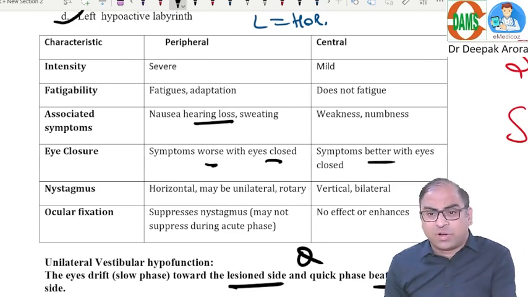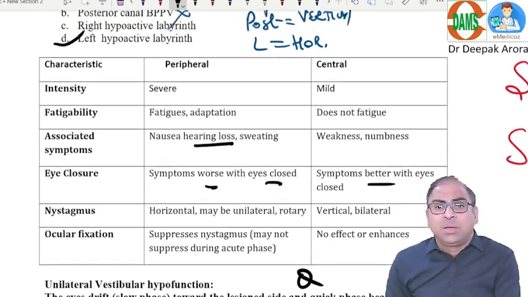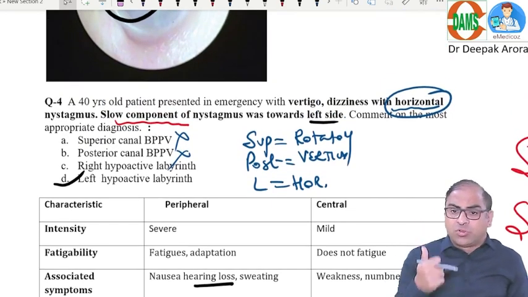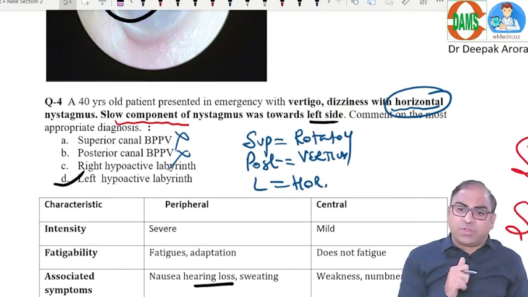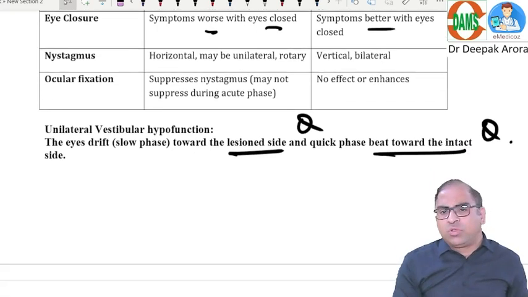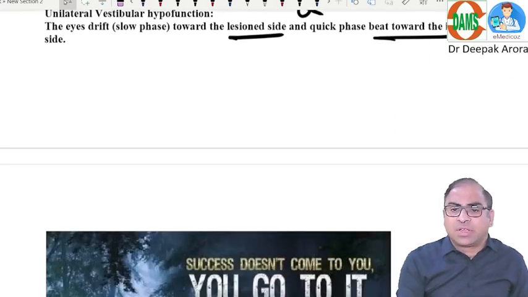Everybody knows this table is one of the most important, often repeated MCQs. Clear? But what is the way to crack this question? It is a rule: the slow component of the nystagmus is to the same side of the hypoactive labyrinth. This is a rule you should memorize. So these were the important points in the ENT segment, beta.